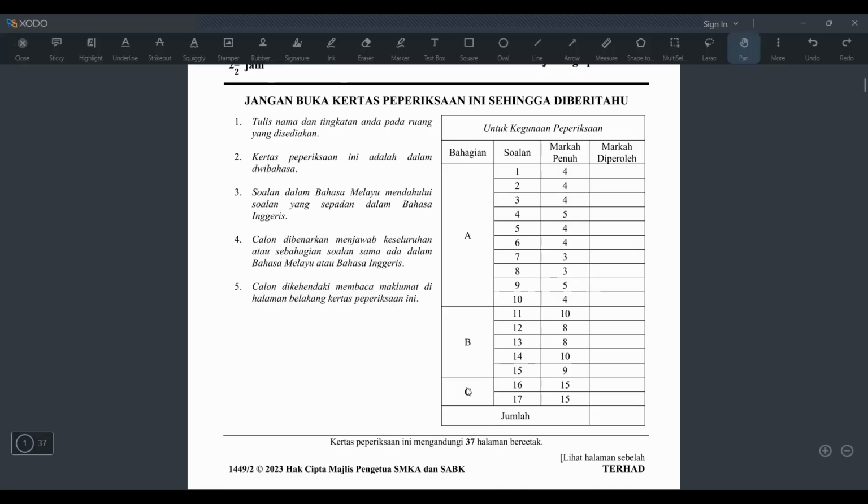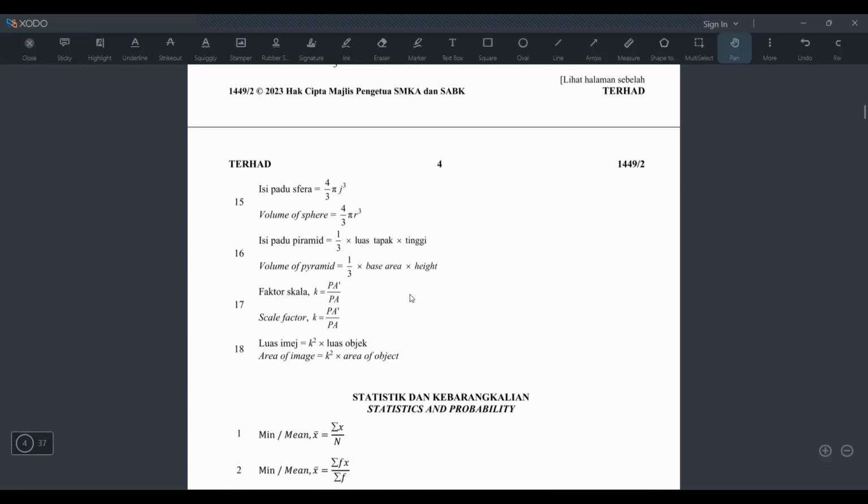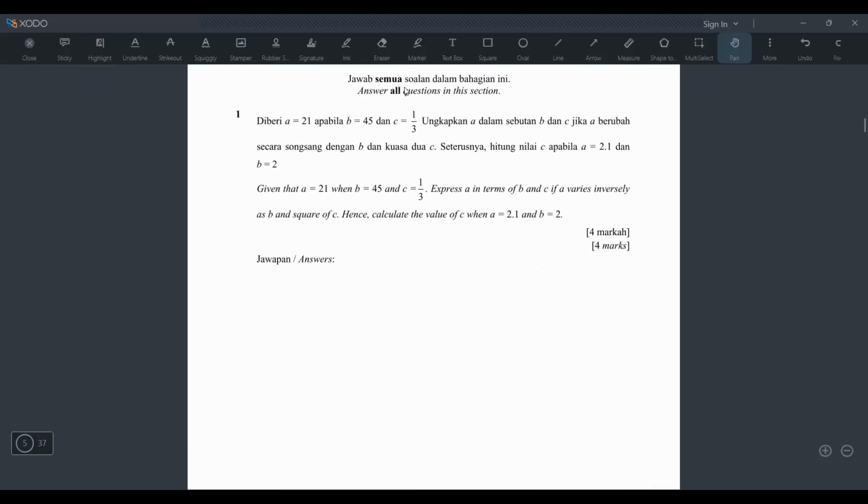But in the exam, actually, section C, you only need to choose from these two questions, you only need to choose one, but I will do all of it. So this will be a very long video. So let's start. Okay, so question number 1.